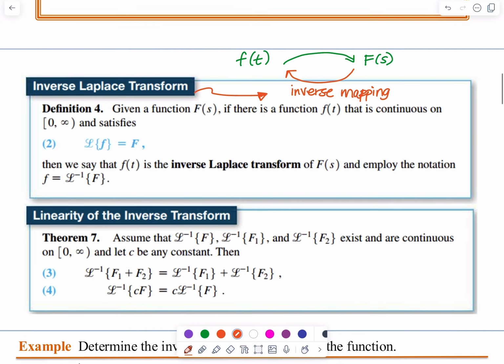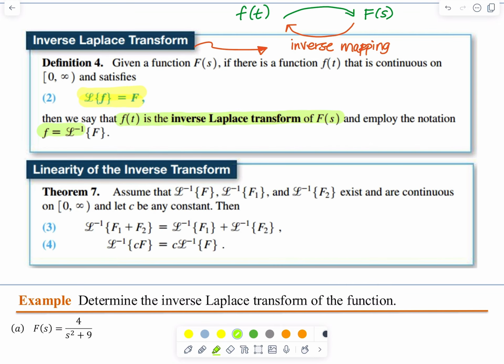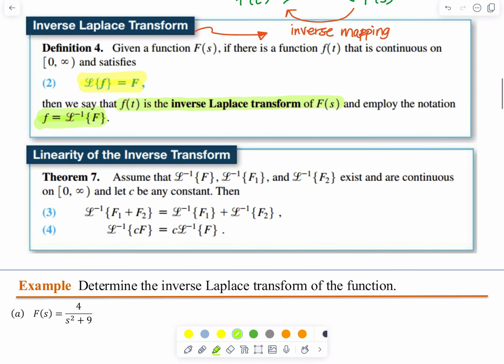So let's go ahead and take a look at this definition. Given our Laplace transform capital F of s, if there is a function f of t that is continuous on 0 to infinity, and it satisfies our definition of a Laplace transform, then we say that f of t, our function, is the inverse Laplace transform of our Laplace transform capital F of s, and we employ this notation, and it's your typical inverse notation.